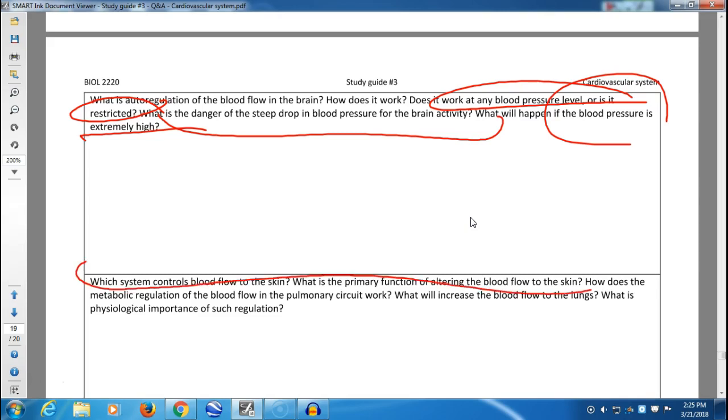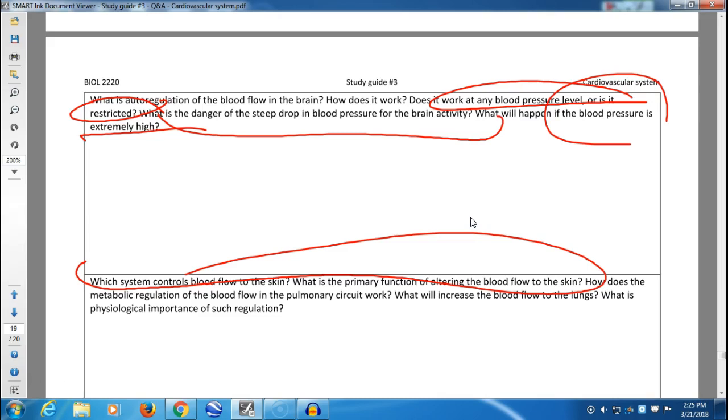Skin. What controls the blood flow to the skin mostly? What is the purpose of blood flow to the skin? Regulation of blood flow to the skin. What do you regulate? Temperature. Body temperature. That's it. You constrict it when you're cold and you increase it when you're hot.